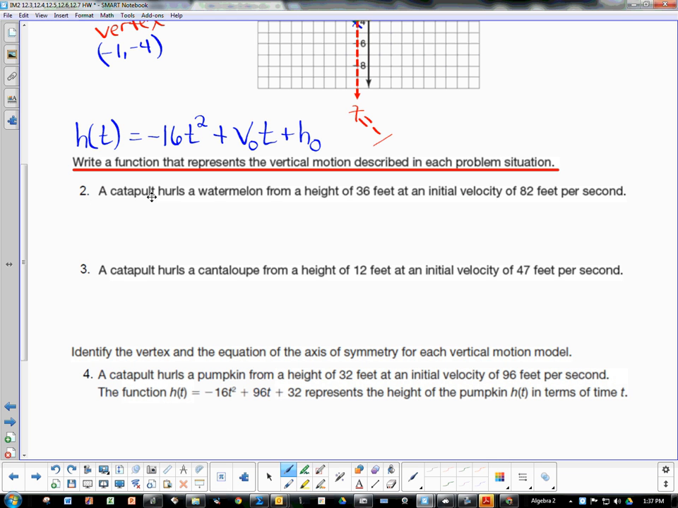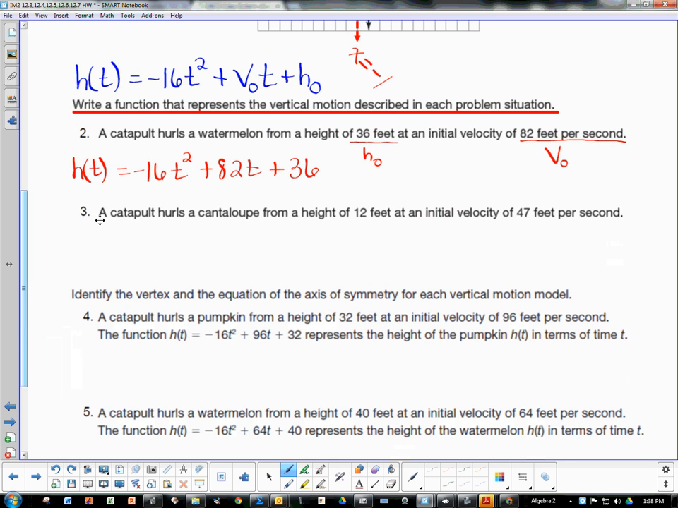So number 2 says, a catapult hurls a watermelon from a height of 36 feet at an initial velocity of 82 feet per second. All right, so we know that this 36 feet is h sub 0. It's our initial height, the starting height. This 82 feet per second will be our v sub 0. So let's write this function. H at t is equal to negative 16 t squared plus 82 t, and then plus 36, and there you have it. Next one, number 3.